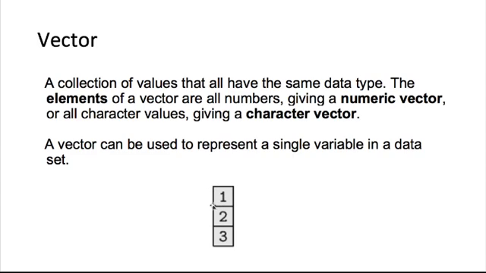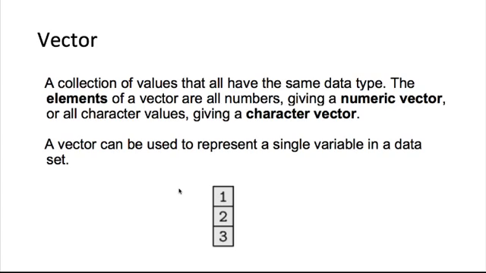So if you think of these numbers 1, 2, 3, they're just in one dimension. And we saw how we created a vector. We said A equals, then concatenate, and then whatever numbers we wanted to assign to that vector A. So a vector is just a collection of values that all have the same data type. It's important that every data element in the vector has the same data type, otherwise it's not really a vector.